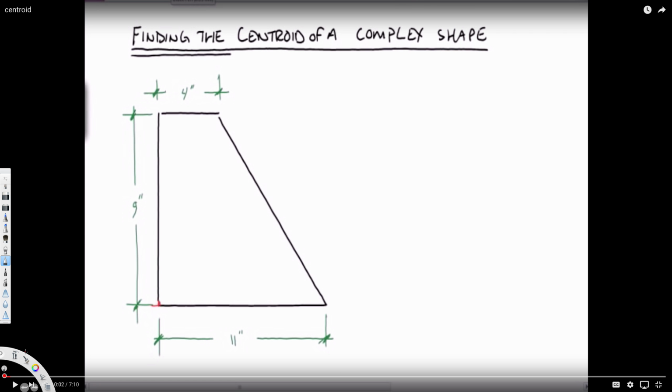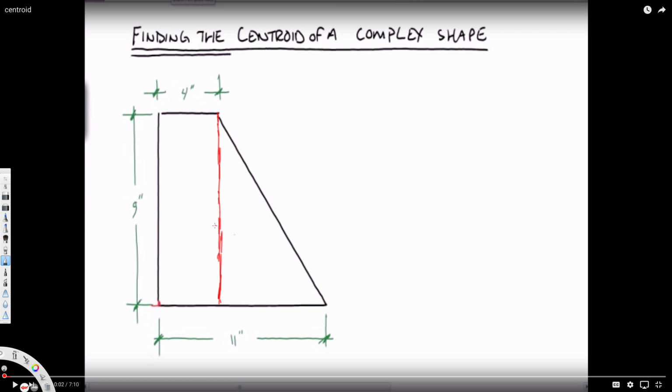Let's do this problem right here. The question is asking to find the centroid of the complex shape. So they have given the shape right here. It's easy to find the centroid if they give a rectangle or triangle, but in this case we have to separate this part. Since this is a complex shape, it's hard to find directly. So I separate it into two parts, a triangle and a rectangle.